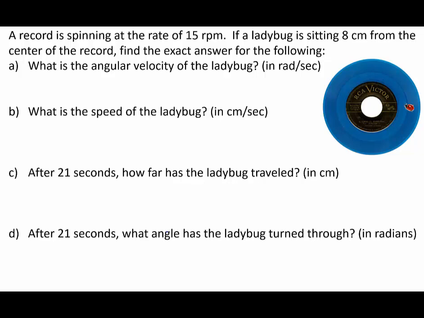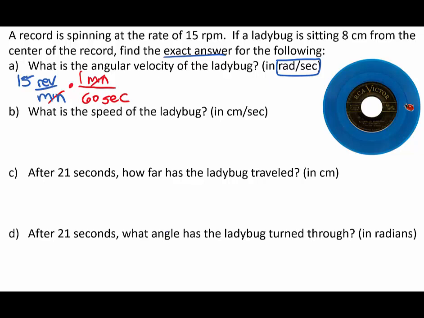So we're going to take the information we were given, which is 15 RPMs. So we've got 15 revolutions per minute. And we're going to do conversion fractions. We're supposed to give an exact answer, and we want to go to radians per second. So first of all, let's go ahead and take care of the time units. So 1 minute, put it on top so that the minutes will cancel, equals 60 seconds.